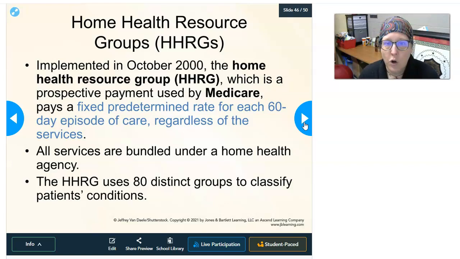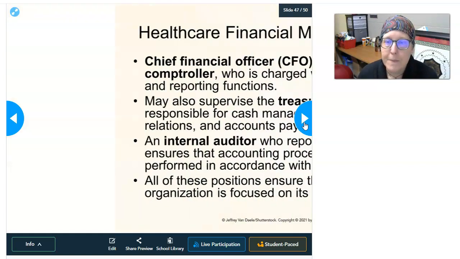And the home health resource groups was implemented in 2000, and it's a prospective payment used by Medicare. They pay a fixed, predetermined rate for each 60-day episode of care regardless of the services, and that's for home health. All services are bundled under a home health agency, and it uses 80 distinct groups to classify the different patients' conditions, their need for home health, and the amount of services to use from home health.